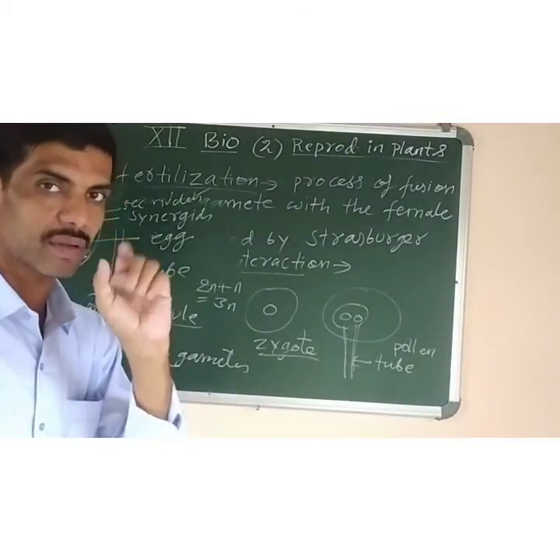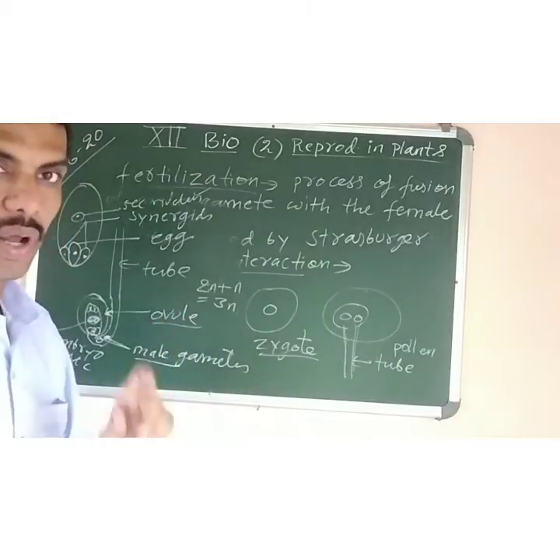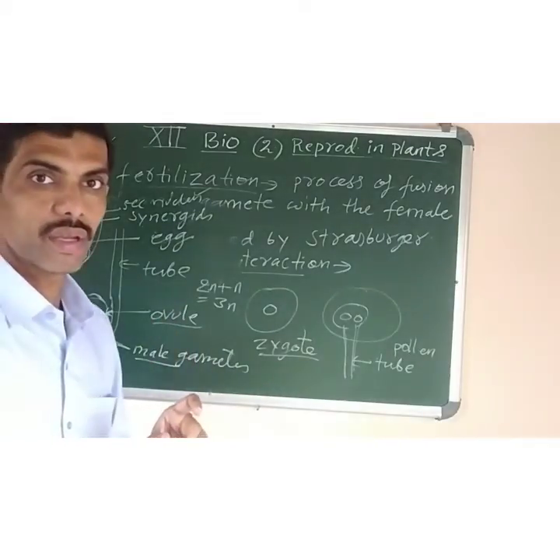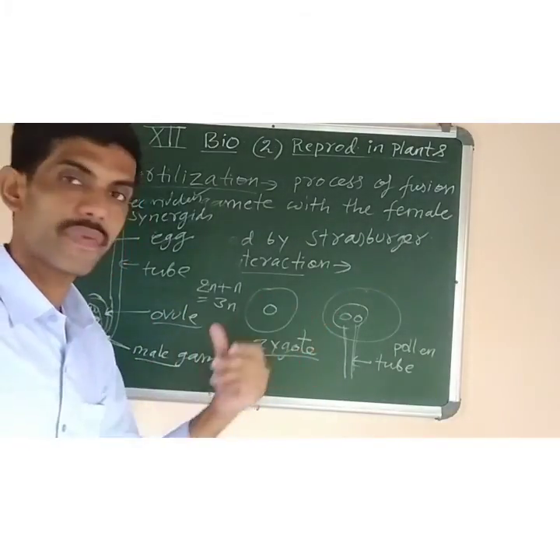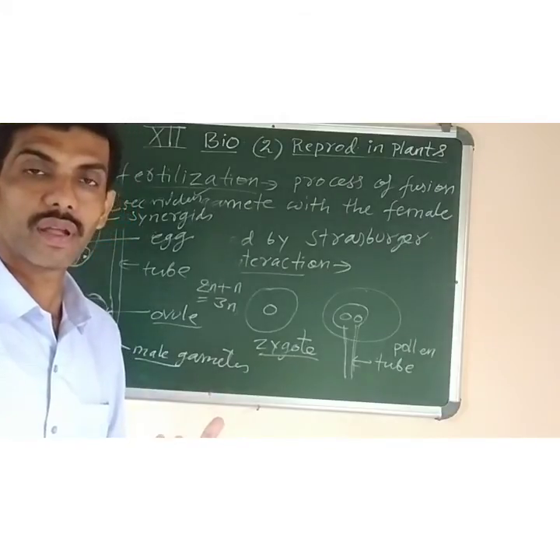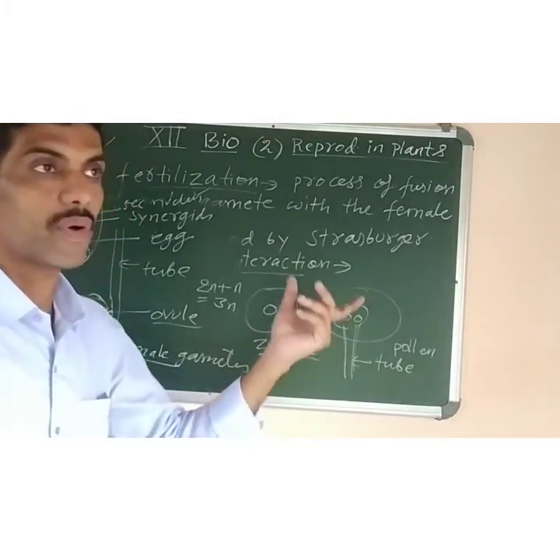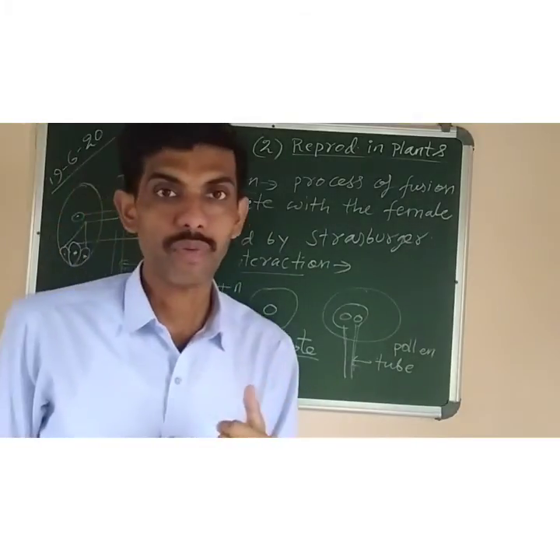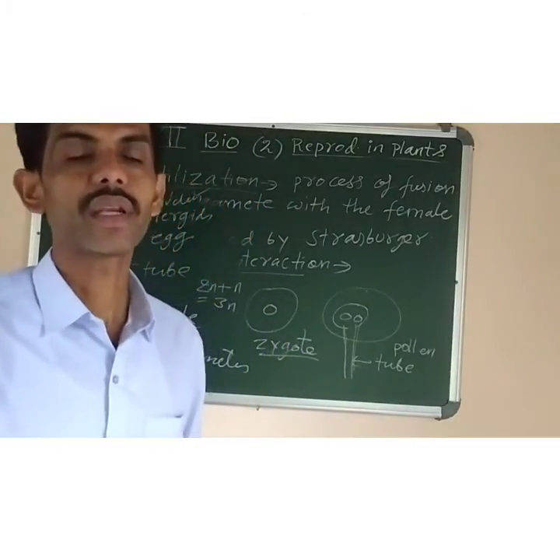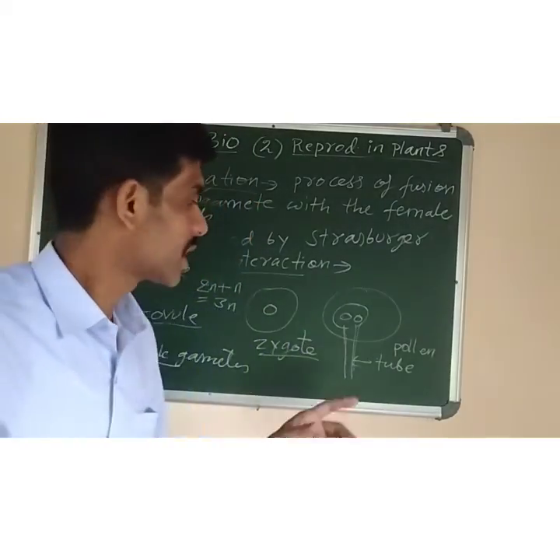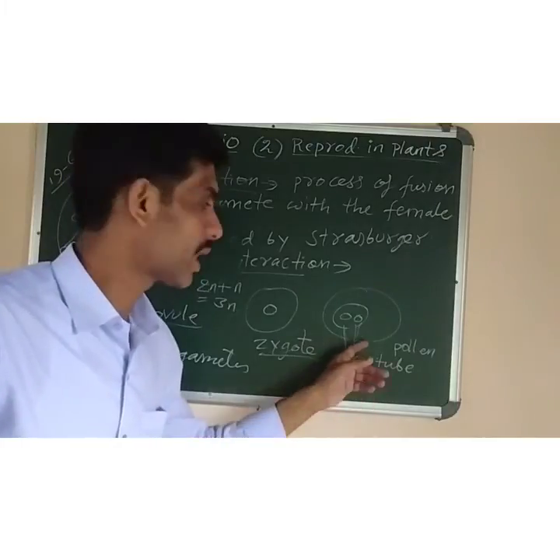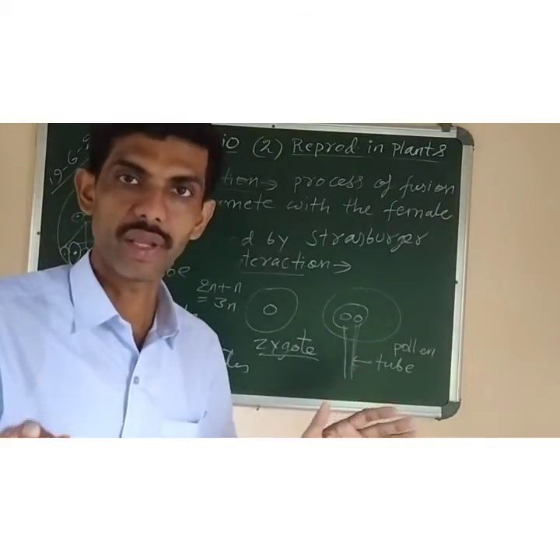If matching, compatible. But if the pollen falls on the stigma of another flower, like China rose pollen falling on the stigma of some mango flower, it is not matching, incompatible. So germination of the pollen tube will not occur and the pollen will be wasted. Understood?